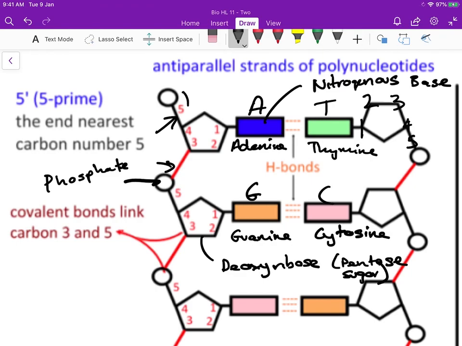We can label these. So that was 5' to 3', and this one is 3', and up here that's the 5'. So these are anti-parallel strands. They're polynucleotides because we've got many nucleotides, and so when you draw this you have to draw at least 2, probably better to draw 3.